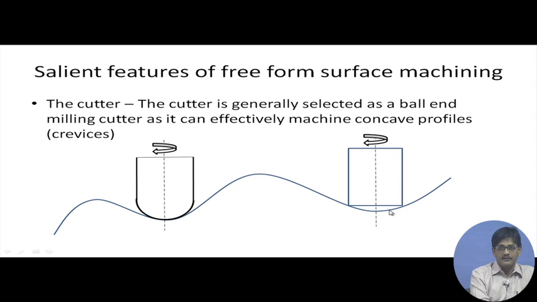This cannot machine this part, because it cannot rotate about a horizontal axis and take up any configuration, but this does not need to do so, provided the radius of curvature of a concave portion or crevice is larger than this particular radius of curvature at the end of this cutter. This can access any such concave portion and machine it, while this cannot. So, this will be preferred and this will not.